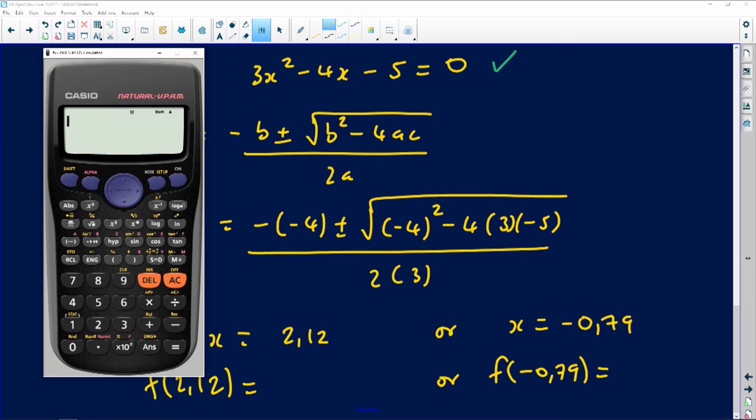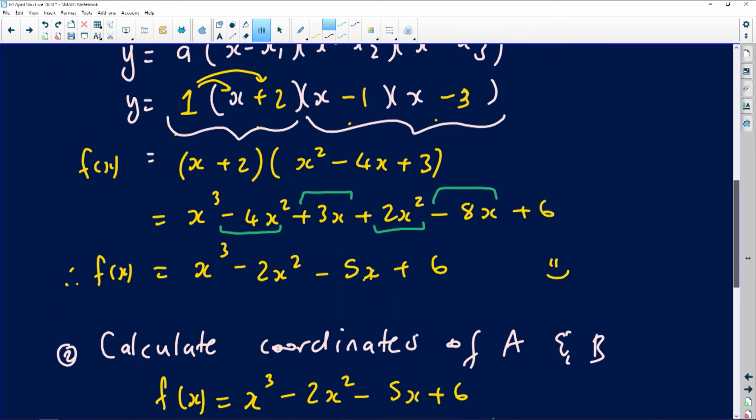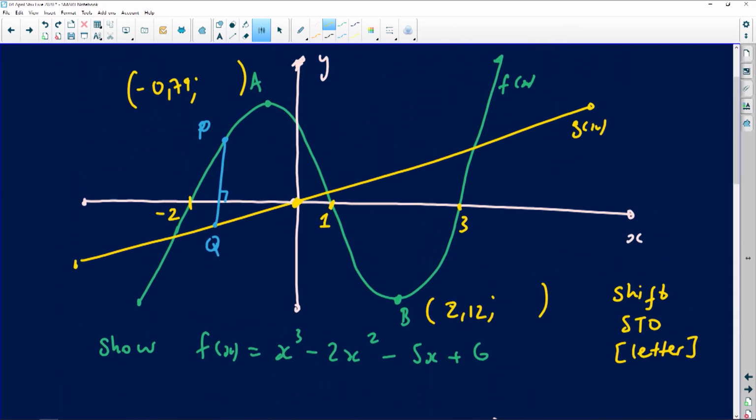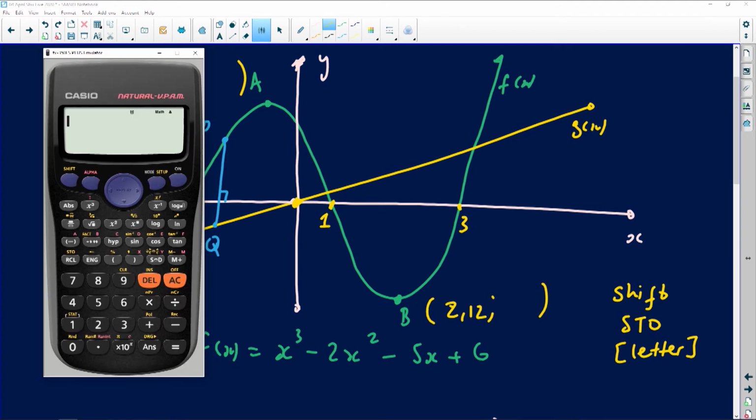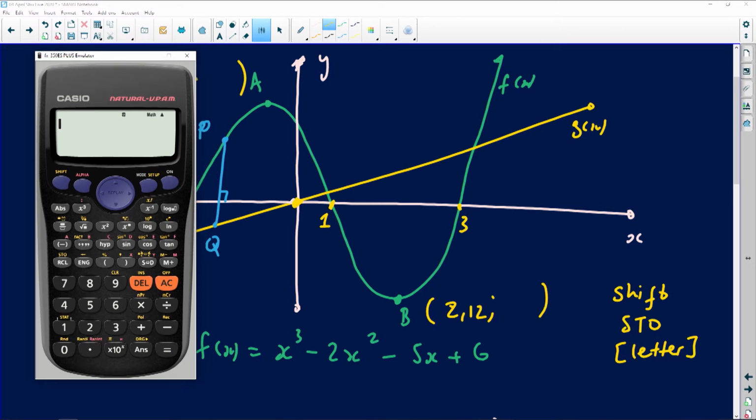Now check what I'm going to do. This is actually very nice. When I substitute to figure out the corresponding y value for B, I know that the answer for B has been stored inside the letter B. Instead of x in my cubic, x cubed minus 2x squared minus 5x plus 6, I'm not going to use x, I'm going to use B. If you want to call a stored value, you press alpha first. So I'm going to say alpha B cubed, minus 2 times alpha B squared, minus 5 times alpha B. This saves time. Plus 6.